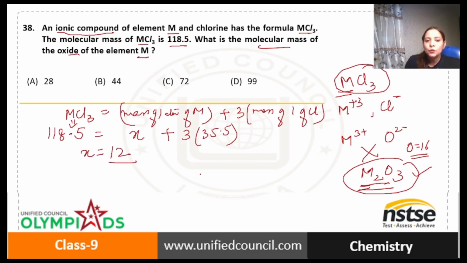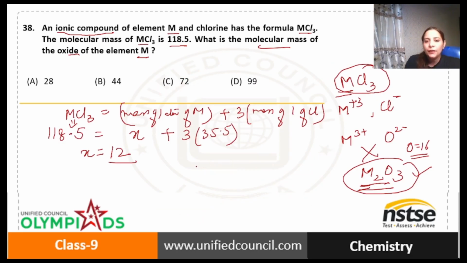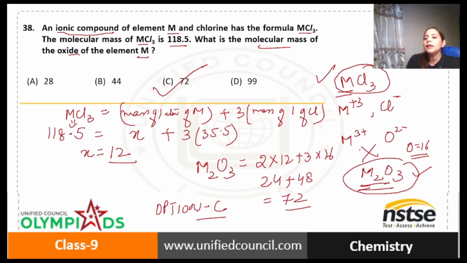Now we can use this 12 as the mass of M. That means the molecular mass would be 2 into 12 plus 3 into 16, which comes out to be 24 plus 48, which is 72. So option C is correct. Which option is correct, student? Option C. This way you need to first find the mass from one compound, and because the same metal is used for making the second, you can put its mass in the second and find the molecular mass.